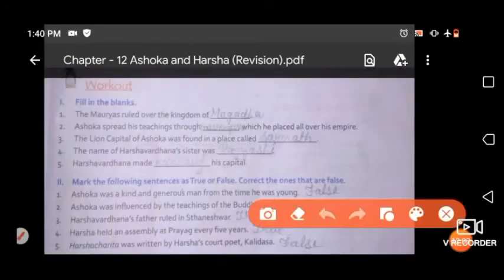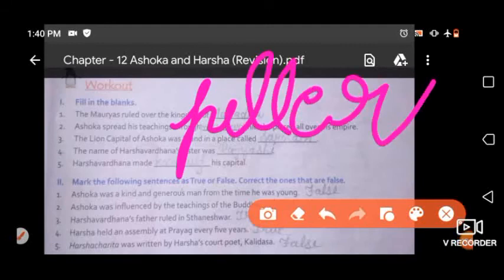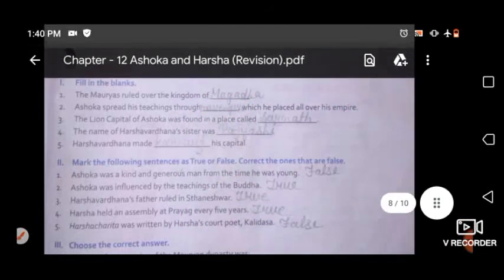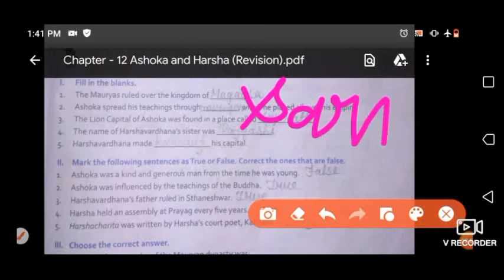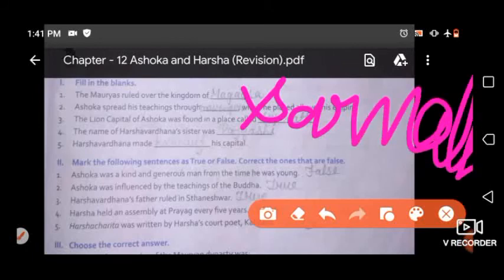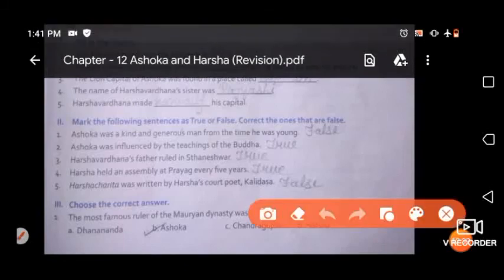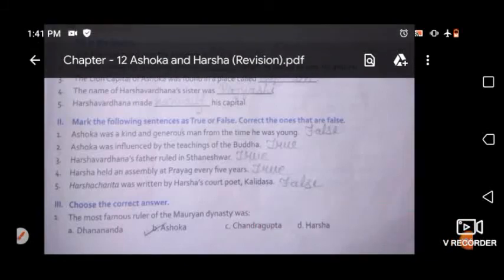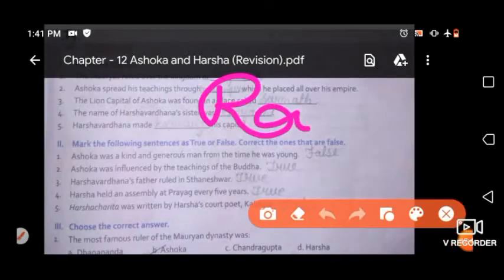Here should be pillars. Next one: the lion capital of Ashoka was found in a place called Sarnath. So the lion capital of Ashoka is in Sarnath. Next one: the name of Harshvardhan's sister was Rajyashri. So Harshvardhan's sister's name was Rajyashri.